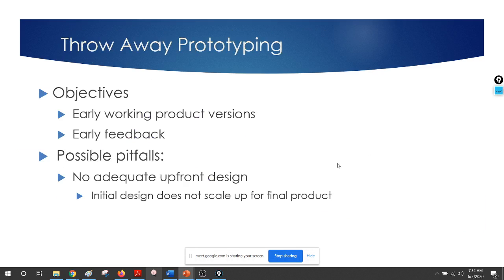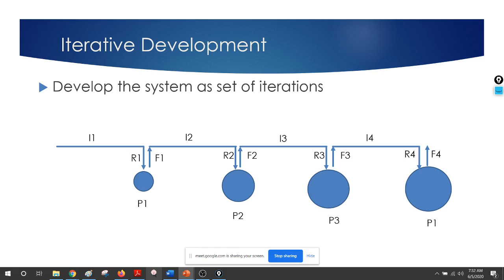Now let's discuss iterative development. Again, you must have a very good big idea. Here we have clearly iterations, cycles, like iteration 1, iteration 2, iteration 3, iteration 4.